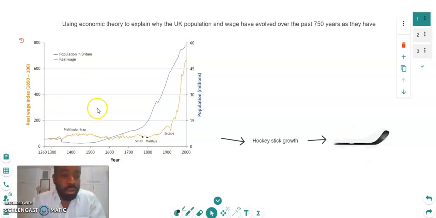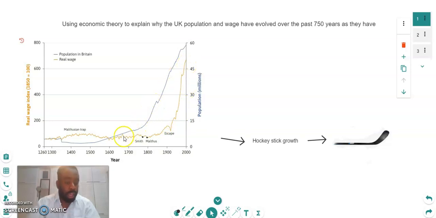If you look here, you can see we've got a graph showing the real wage and population in Britain from 1260 till 2000. The real wage, shown here in orange, represents the wage adjusted for inflation. As you can see, from 1260 to 1800, it fluctuates a bit, but overall remains pretty constant. However, from 1800 to 2000, there's a sudden, sharp increase, and we get very fast growth here.